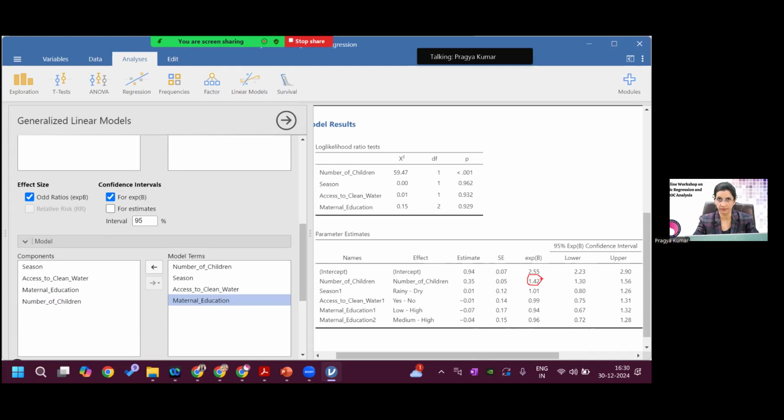If you see the season, season one, if you compare between the rainy and dry, in rainy season the diarrheal episodes increase by 1% as compared to dry. If you see the access to clean water, if there is access to clean water, the diarrheal episodes decreased by 1%. If the mother was not educated or low educated, then the diarrheal episodes decreased by 6%, and similarly, medium as compared to high, the diarrheal episodes decreased by 4%.